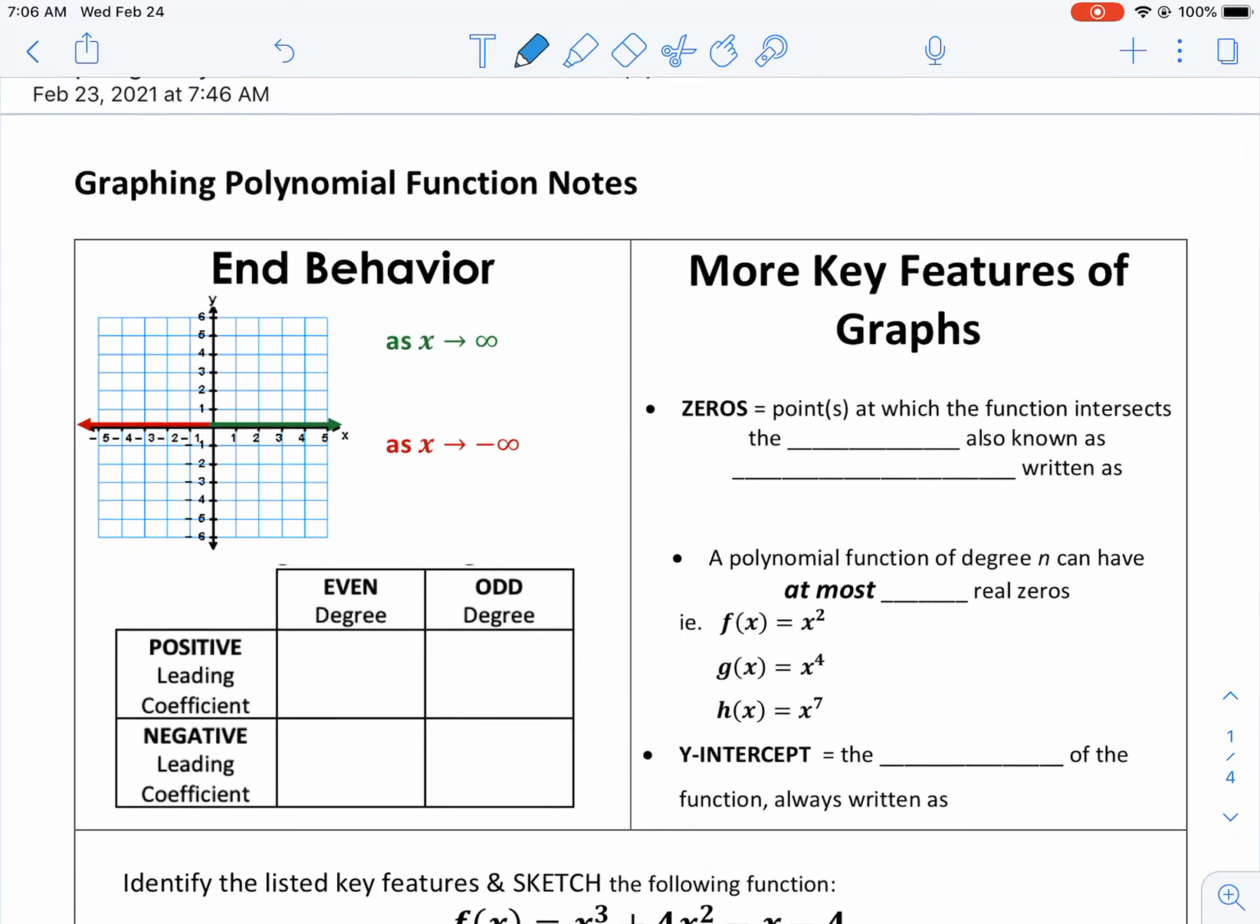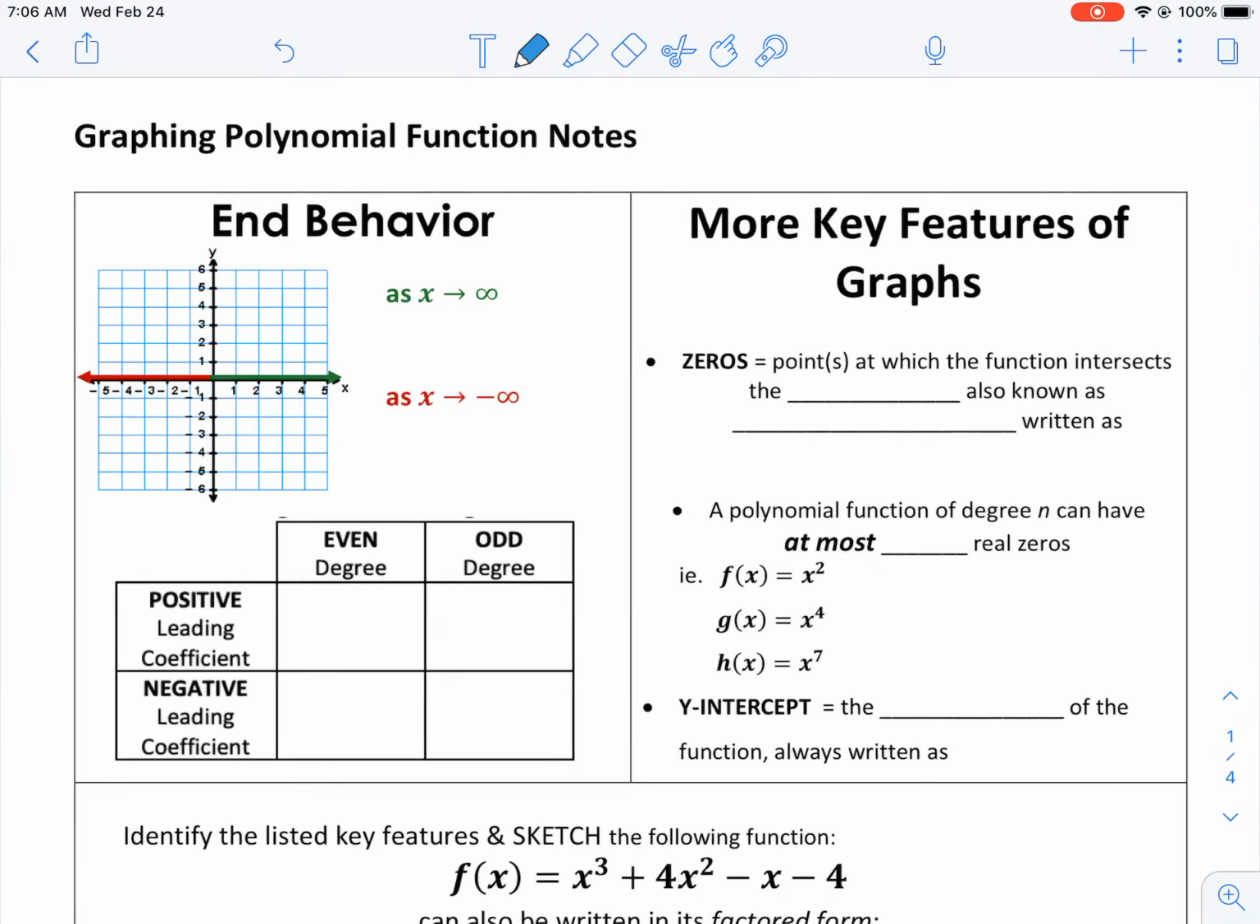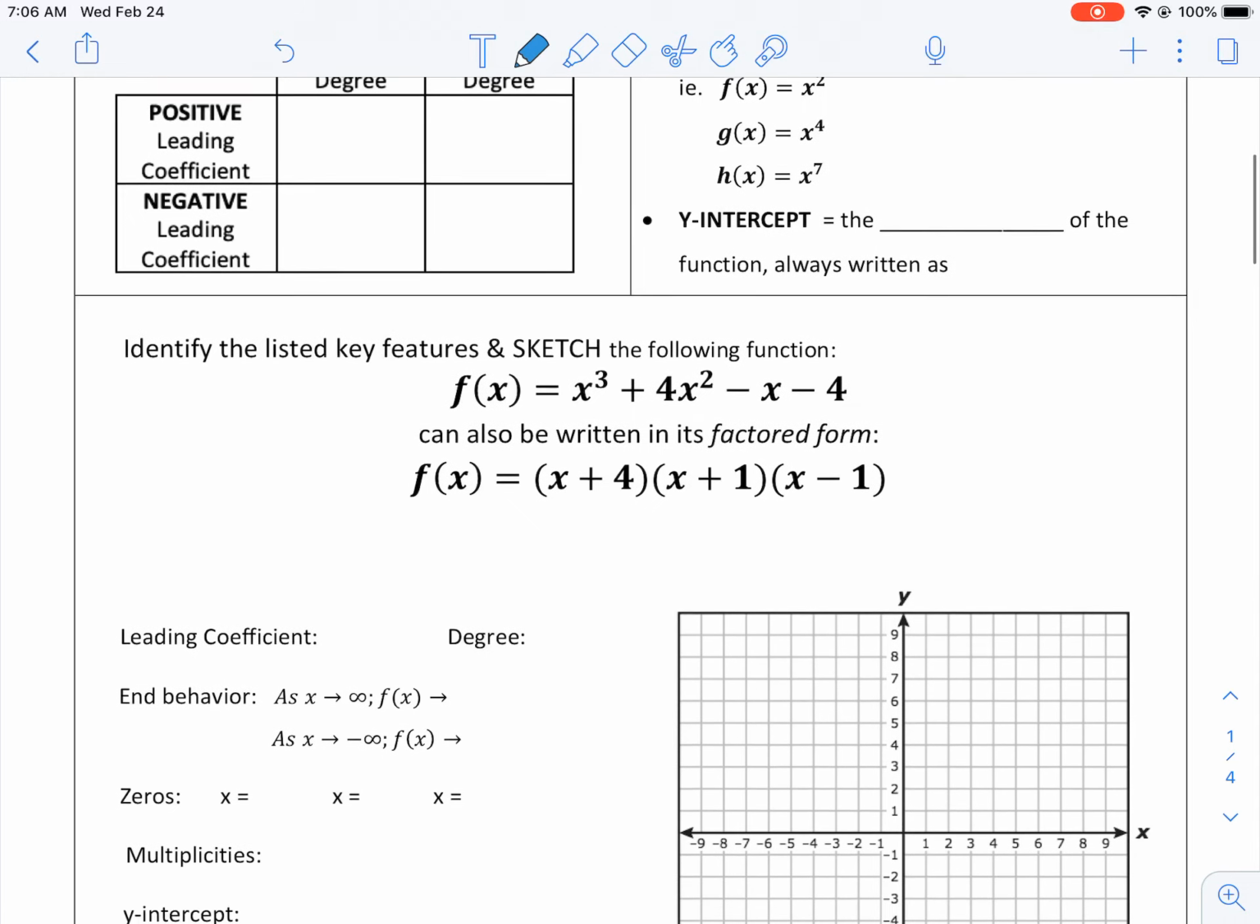In this video I'm going to be going over graphing polynomial functions, okay? And when we're graphing these functions, it's not going to be super precise. It's going to be more of a sketch. So you see, we kind of talk about that there.